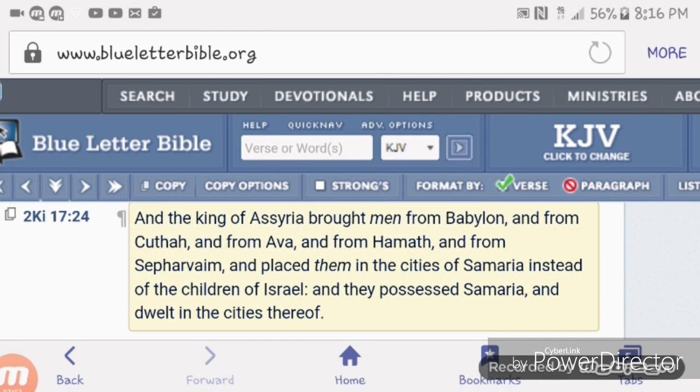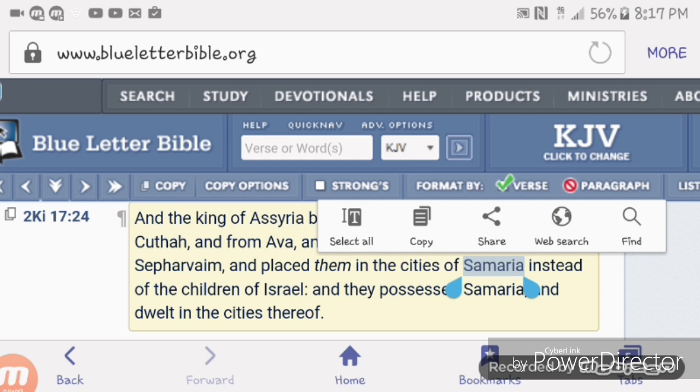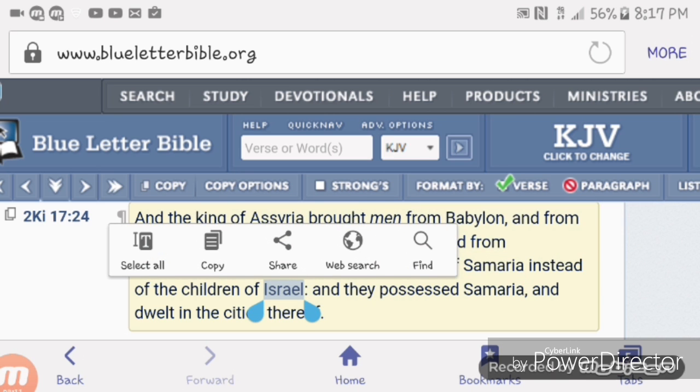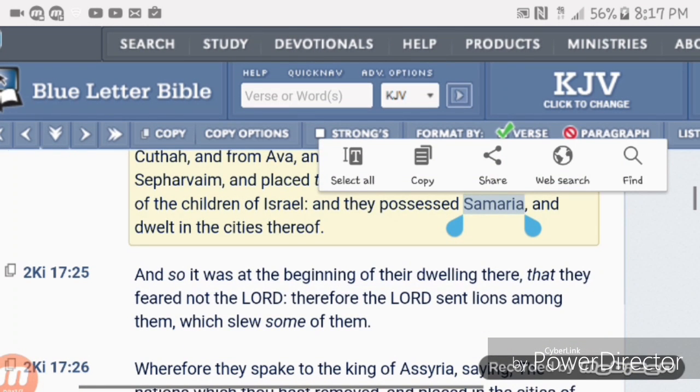Alright. And the king of Assyria brought men from Babylon and from Cuthah, and from Ava, and from Hamath, and from Sepharvaim, excuse my pronunciation, and placed them in the cities of Samaria. Okay, there's that word, Samaria. Instead of the children of Israel. So this is that history. It says, and they possessed Samaria, and dwelt in the cities thereof.